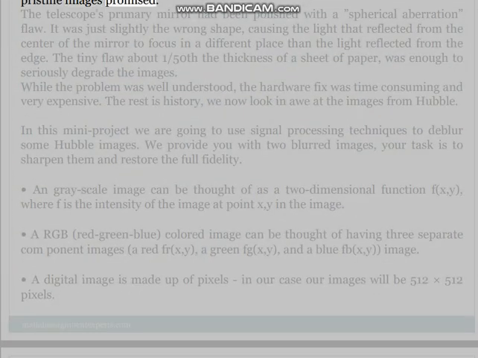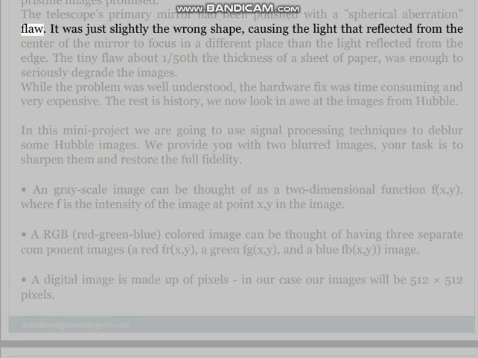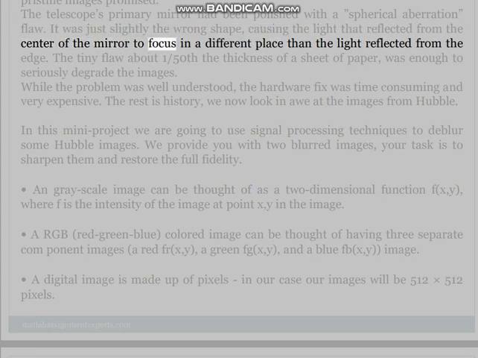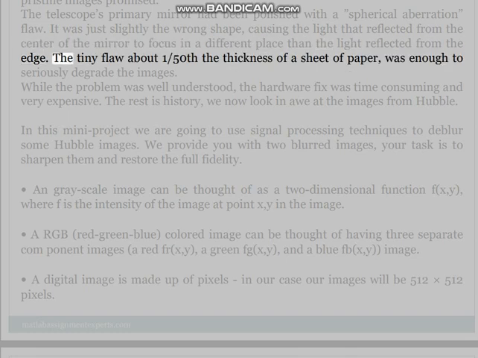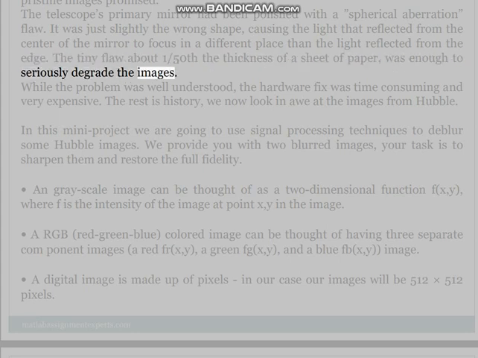Pristine images promised. The telescope's primary mirror had been polished with a spherical aberration flaw. It was just slightly the wrong shape, causing the light that reflected from the center of the mirror to focus in a different place than the light reflected from the edge. The tiny flaw, about 1/50th the thickness of a sheet of paper, was enough to seriously degrade the images.